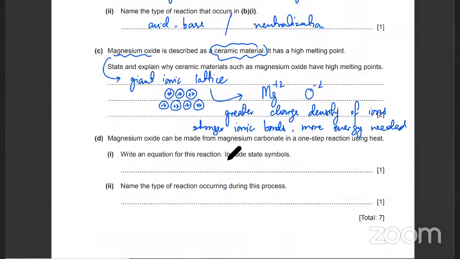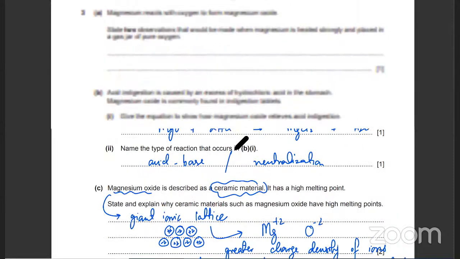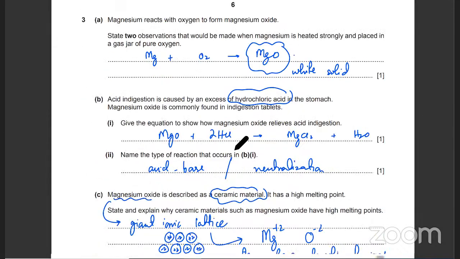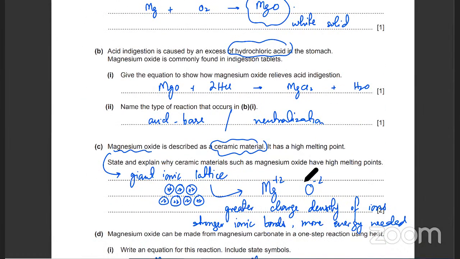Now write an equation for this reaction. Magnesium oxide can be made from magnesium carbonate. That is decomposition, and you name the type as decomposition. So remember, most of you lose a lot of marks on basic questions. People know what the answer is, but they don't know how to properly write those answers.